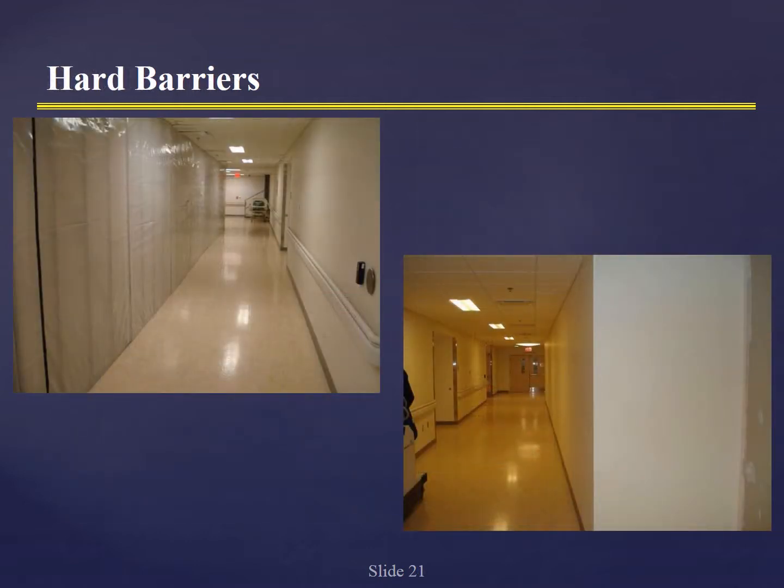A couple of good examples of hard barriers. Again, nice solid walls, drywalled in, undamaged barriers. These are obviously brand new. I think the one upper left with the plastic, I'm not sure how long that's going to last, depending on what's going up and down that corridor.